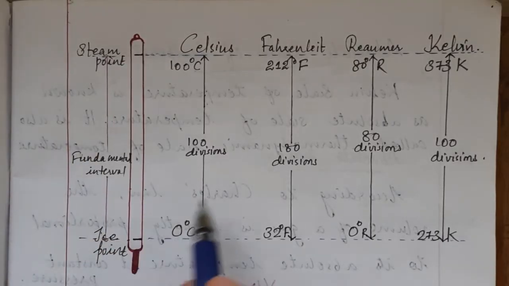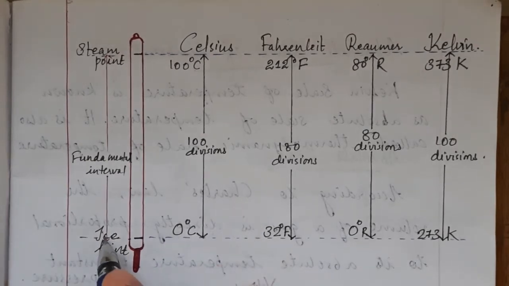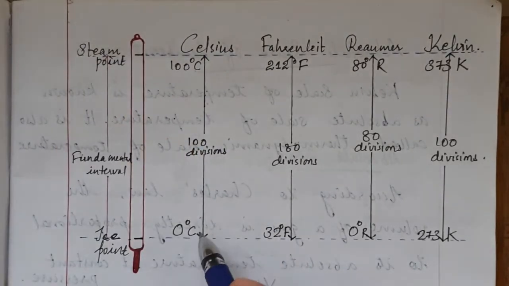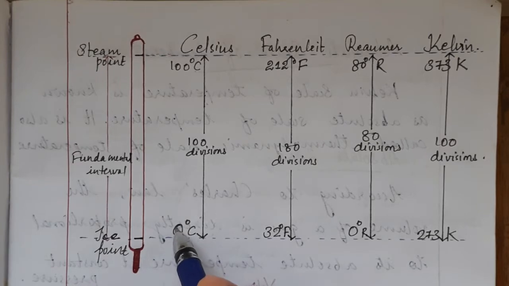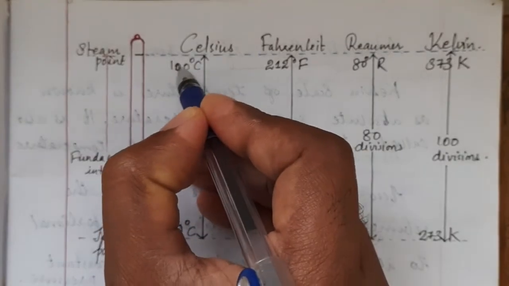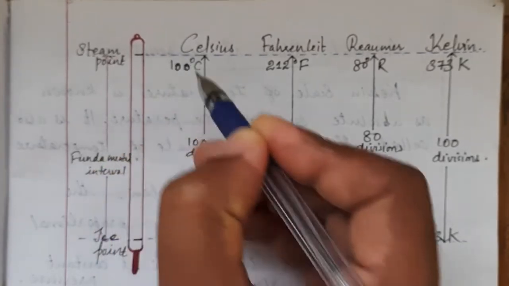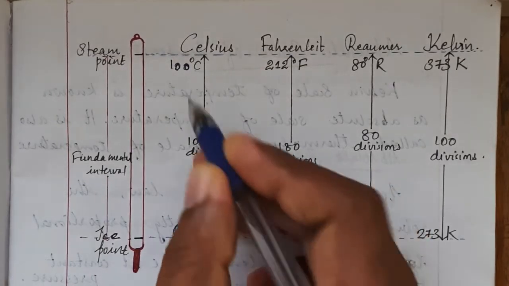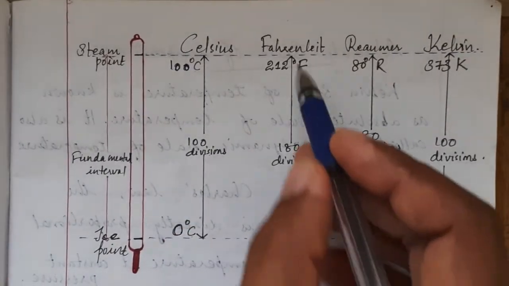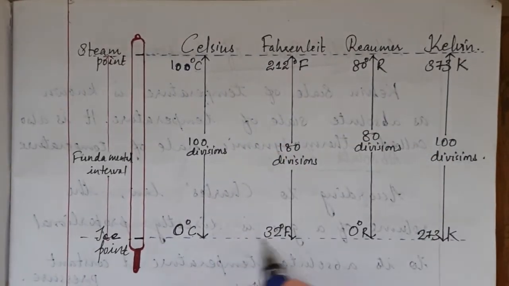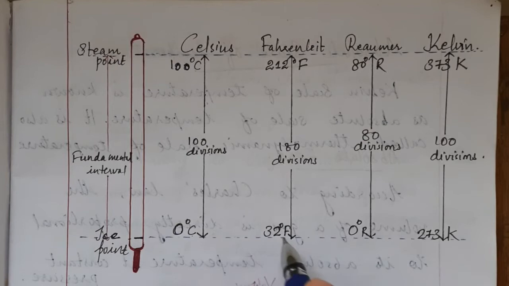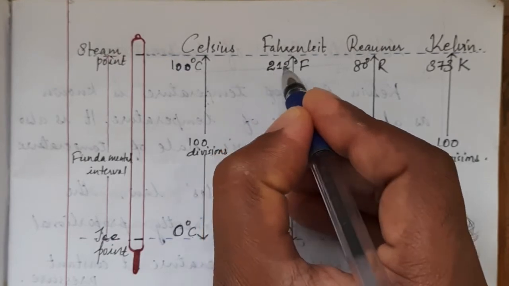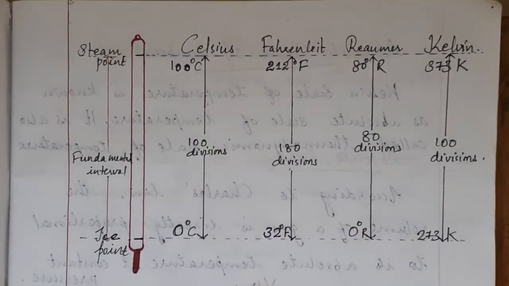This picture shows the temperature of the ice point and the steam point. For example, in the ordinary Celsius scale we have 0 degree as ice point and 100 degrees Celsius as the steam point. In between there will be 100 divisions. In Fahrenheit the ice point is 32 degree Fahrenheit, and the steam point is 212 degree Fahrenheit. In between there are 180 divisions.